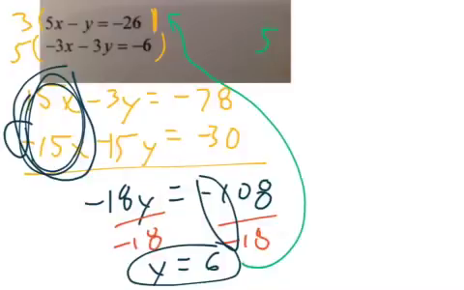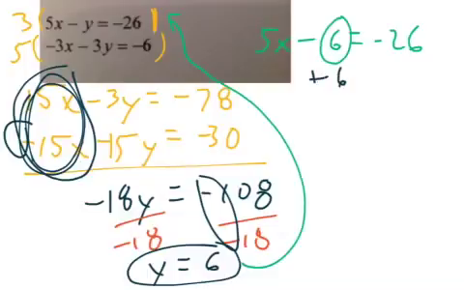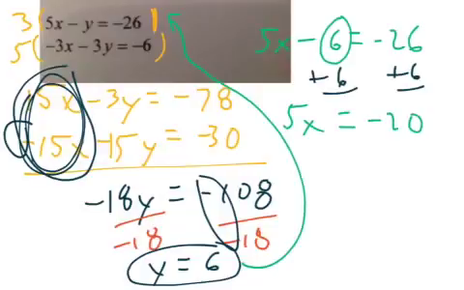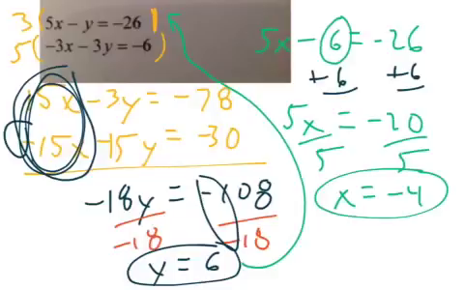So I know that 5x minus 6 equals negative 26. Notice right here I put in 6 for y, because we figured that out. So now, adding 6 to both sides, I get 5x equal to negative 20. And so, dividing by 5 both sides, x is negative 4. So my solution is x negative 4, y 6. So ladies and gentlemen, that's how you use elimination.